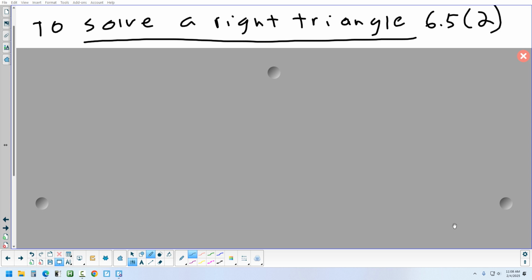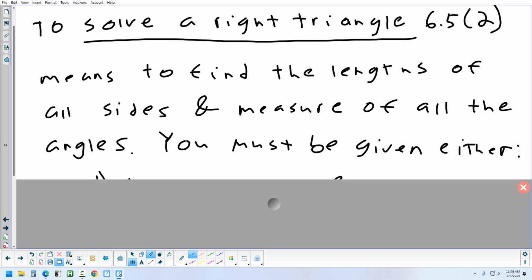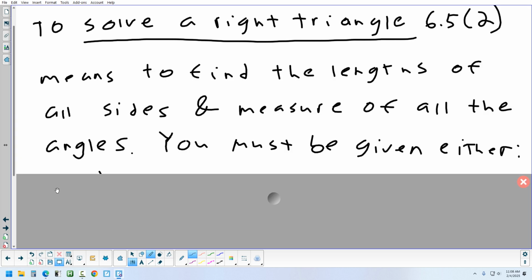All right, so in the second part of 6.5, the first thing we're going to look at is how to solve a right triangle. When they ask you to solve a triangle, that means to find any sides that are missing and any angles that are missing. So there are 6 things to always know in a triangle. 3 sides, 3 angles. But one of them you always know is a right angle.